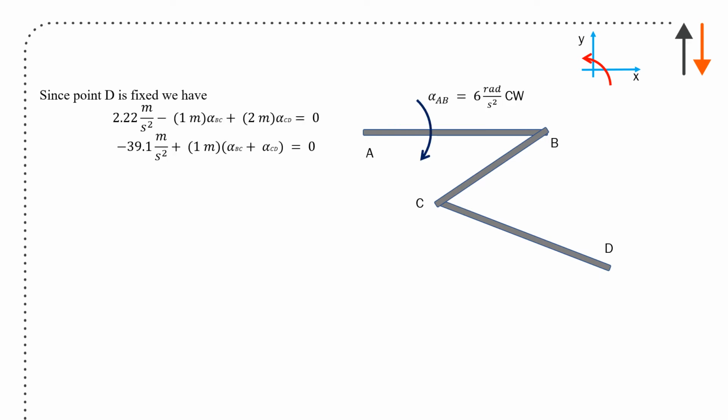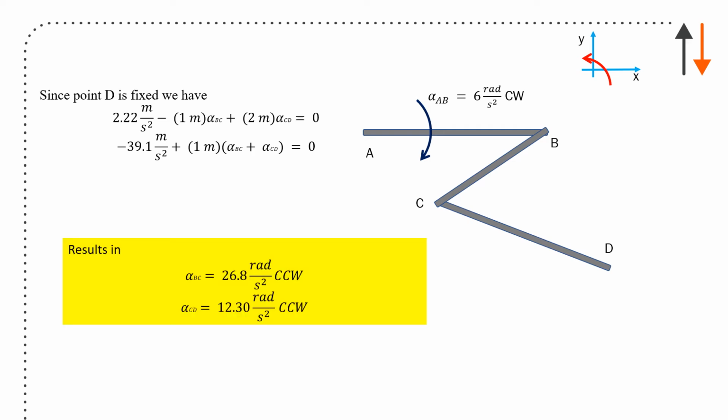Substituting in terms, solving through for the unknowns, I will have alpha BC, which is 26.8 rads per second squared counterclockwise, and alpha CD, which is 12.3 rads per second squared counterclockwise. So there you go.